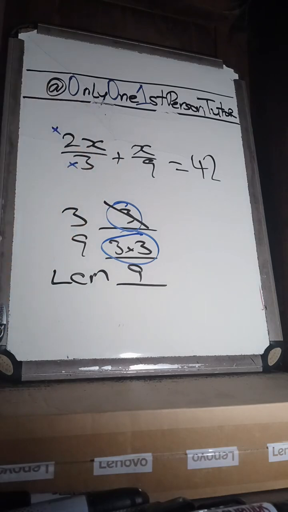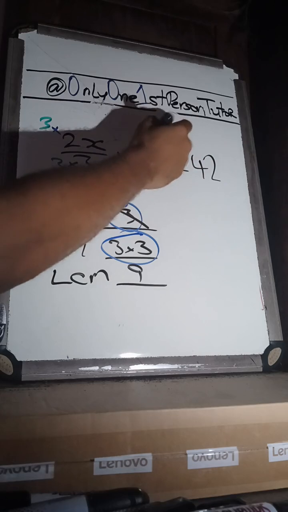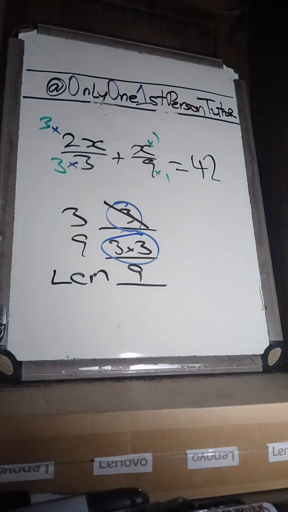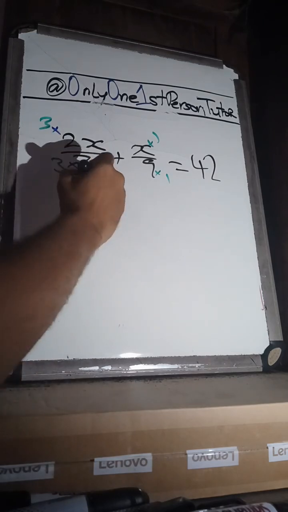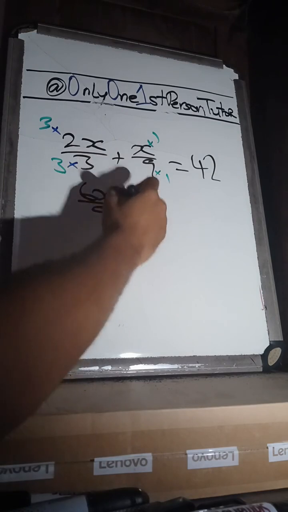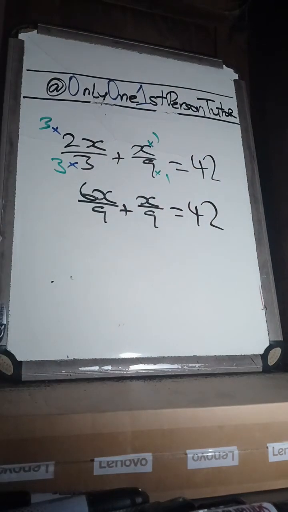So multiply this and that by 3. That is multiplying by 1, which means it does not change. So that's going to be 3 times 2x, 6x over 9 plus x over 9 equals 42.